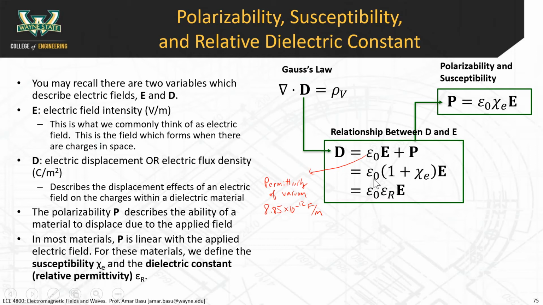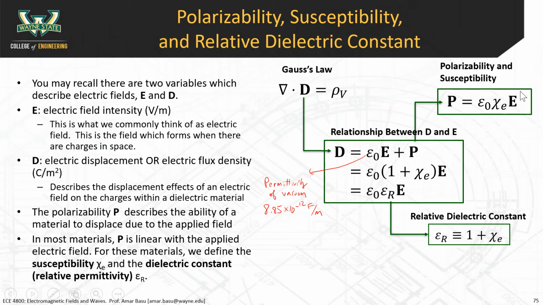All right. Another way that we can define the susceptibility or polarizability is not to use X sub E, but we can use a relative dielectric constant, epsilon sub R. So this epsilon sub R, this relative dielectric constant, is equal to 1 plus the susceptibility of the material. Okay. So let's quickly review what the physical intuition is here.